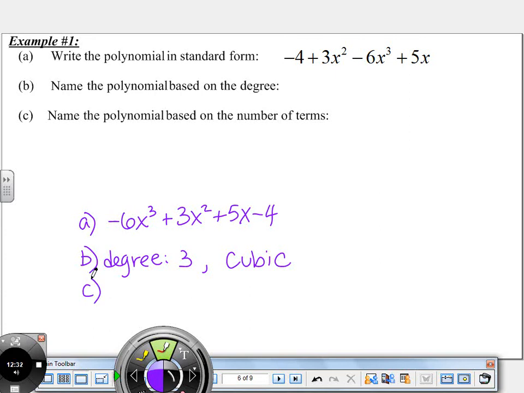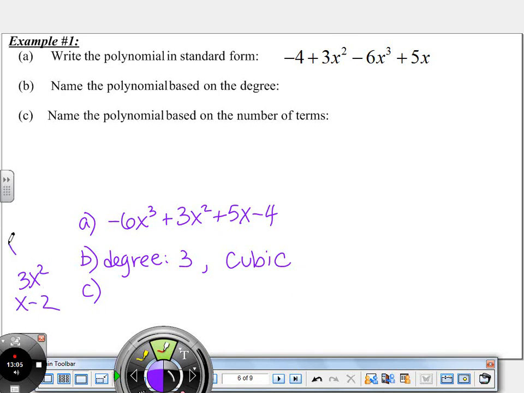Part C says to name it based on the number of terms it has. So a polynomial is basically anything of this structure where the terms can have coefficients, variables, and exponents on them. The exponents need to be positive integer exponents, or it's not a polynomial. Okay? But for example, this would be a polynomial by itself. Okay? What would we call it if it just had one term and wasn't being added or subtracted with anything else? Monomial. Good.